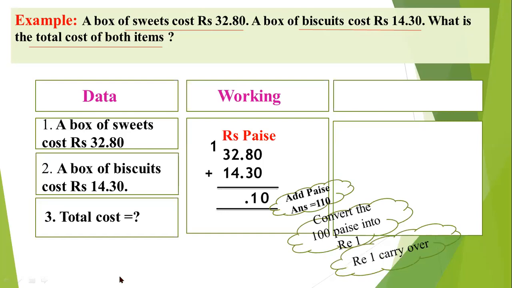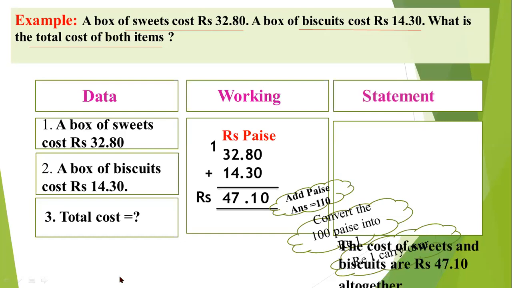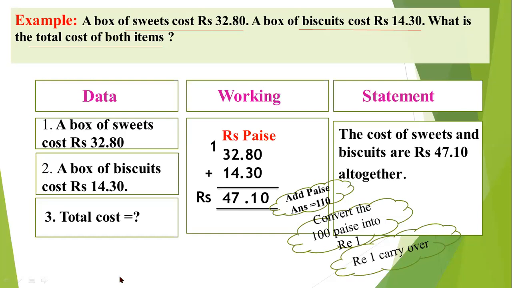Now here we have 10 paisa. 32 plus 1 is 33. 33 plus 14 is 47. Now we will write this answer in the form of statement. The cost of sweets and biscuits is 47 rupees and 10 paisa altogether.